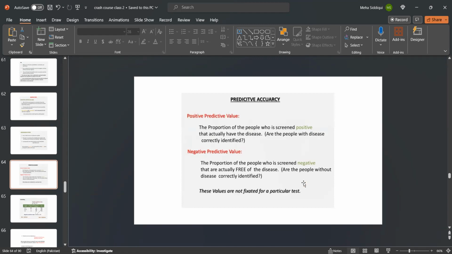Then comes predictive accuracy, that is positive predictive value and negative predictive value. Positive predictive value is the proportion of people who screen positive that actually have the disease. It means, are the people with disease correctly identified? Then comes negative predictive value, the proportion of the people who screen negative that are actually free of disease. These values are not fixed for a particular test.